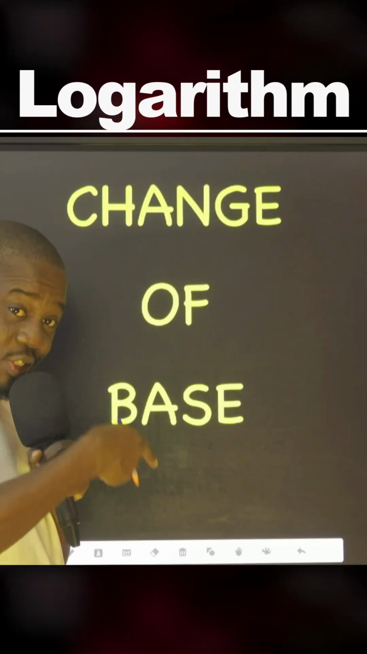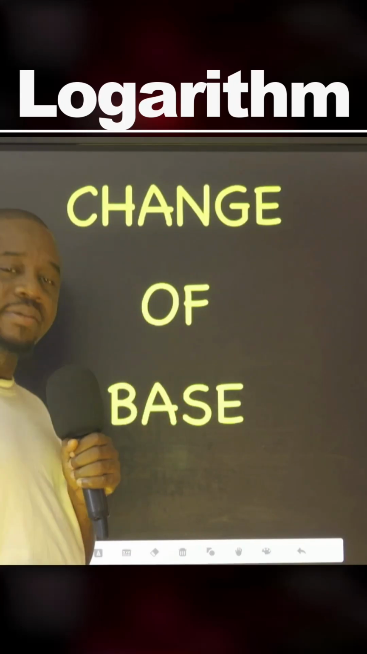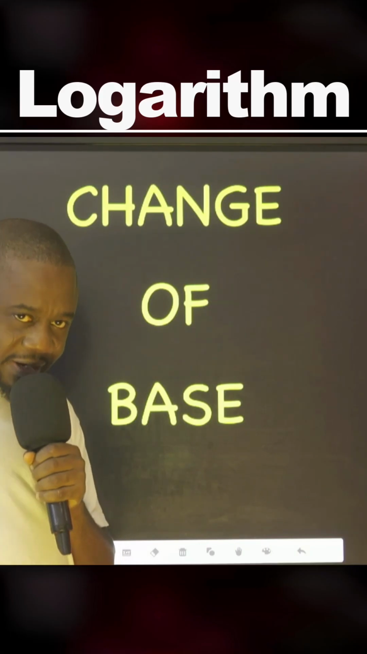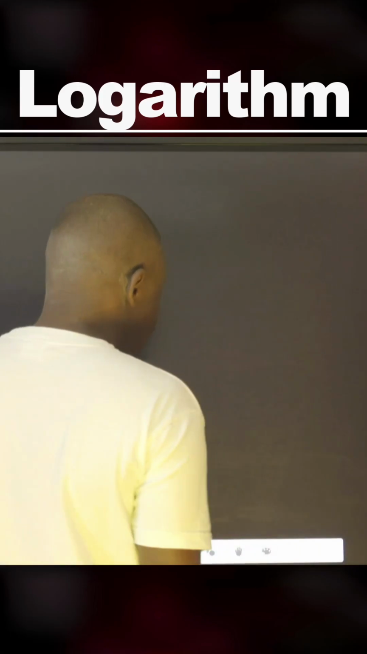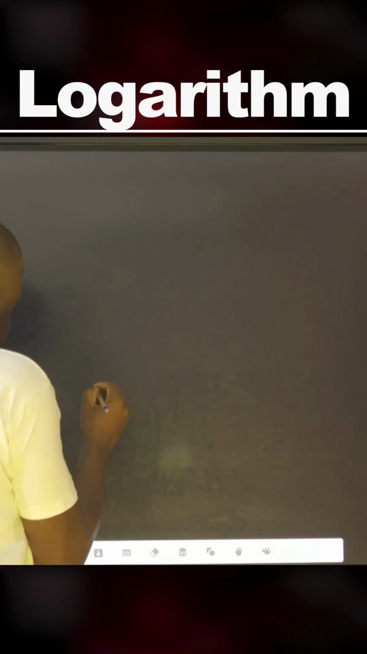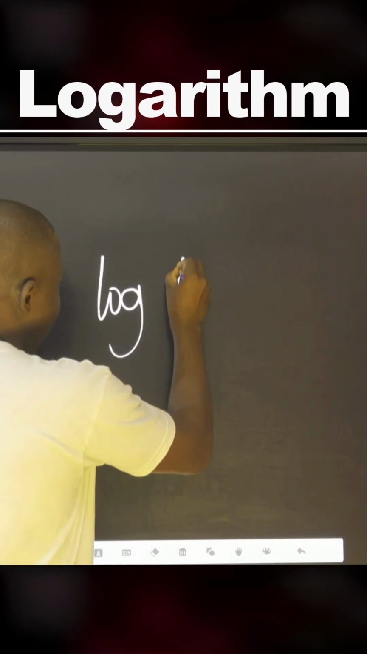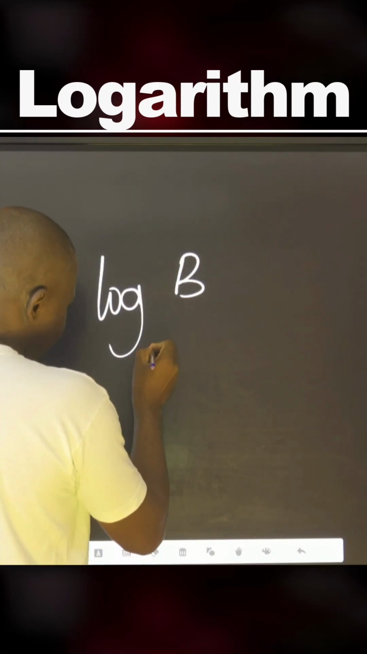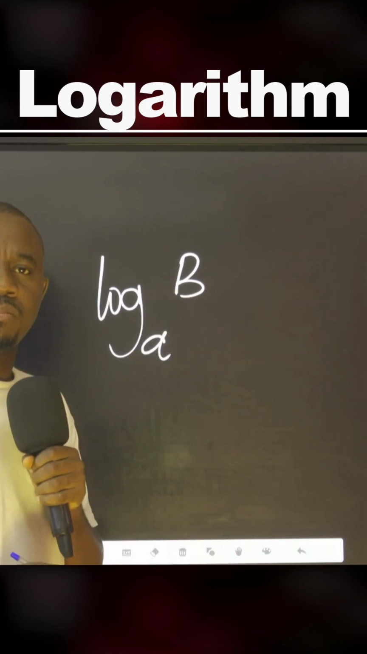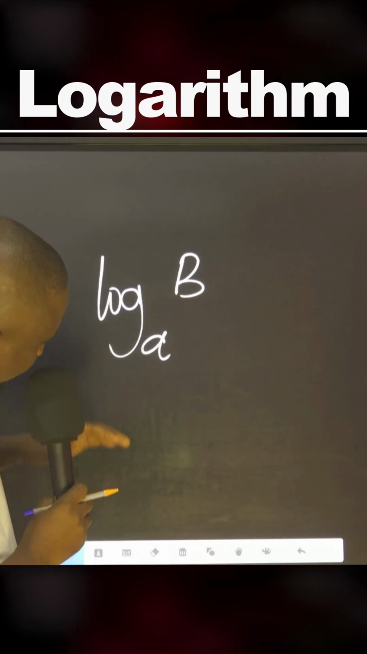Now, let's look at change of base. What is that in logarithm? Let's see. Say, for instance, you have something like this, log b to the base of, say, a. You have this type of log.